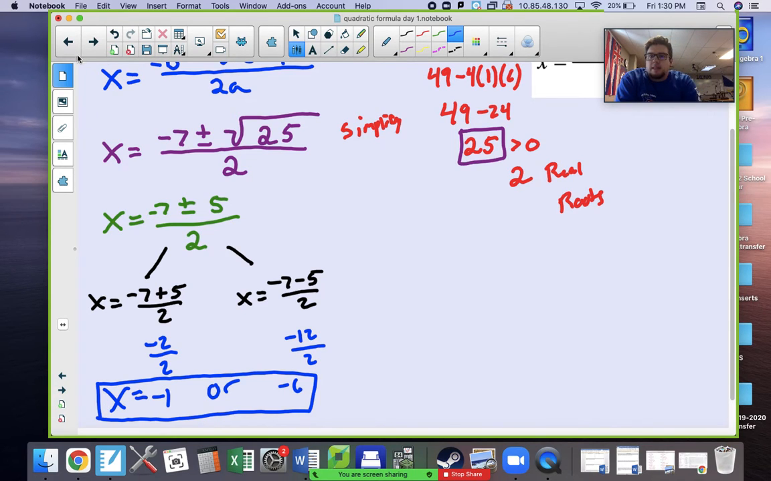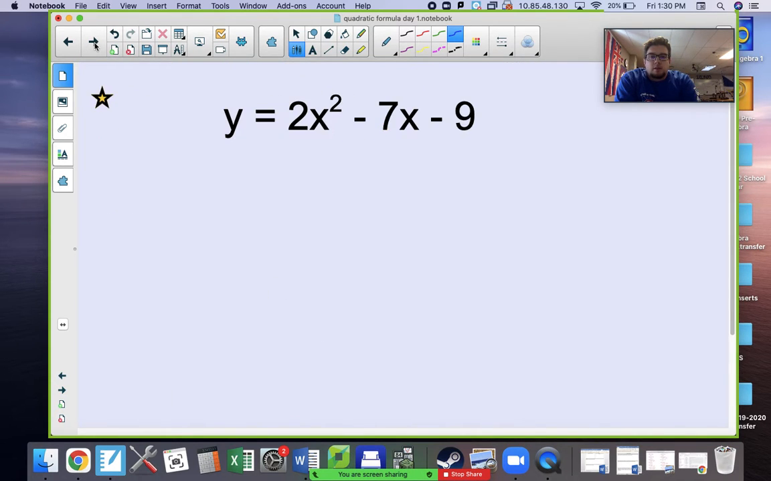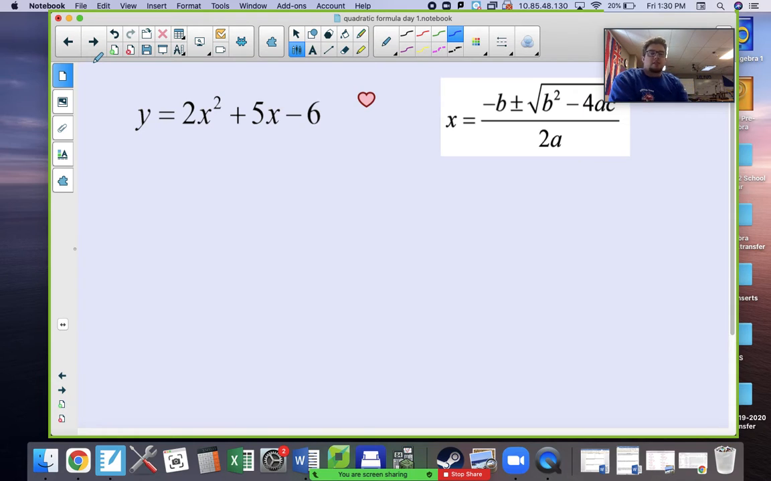Let's try one that doesn't have an equal or a perfect square underneath the radical. So let's take this one, for instance. First things first, do we have it in standard form? It is, but it's not equal to 0. But lucky for us, since it's just the letter y, we're allowed to change that y into any number that we need it to be. We need our function to be equal to 0, so we set it equal to 0.